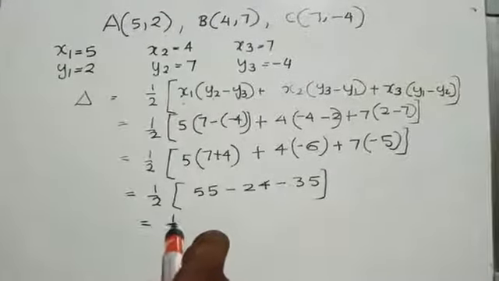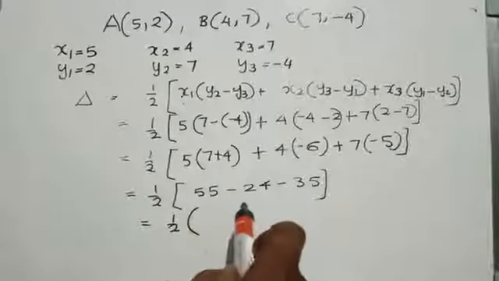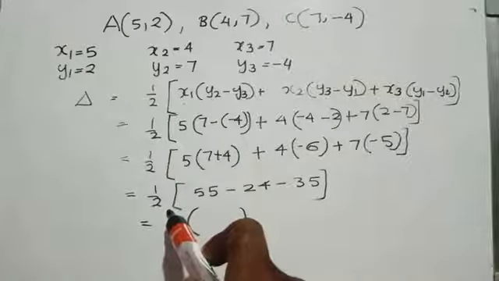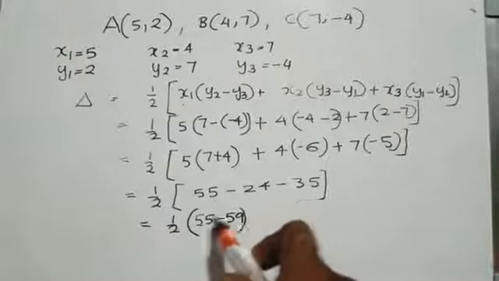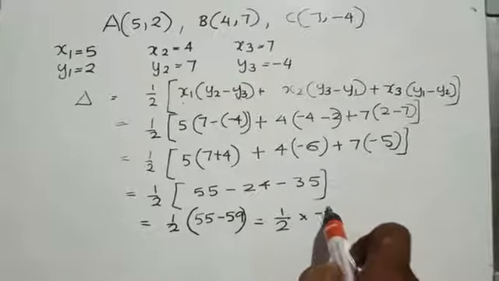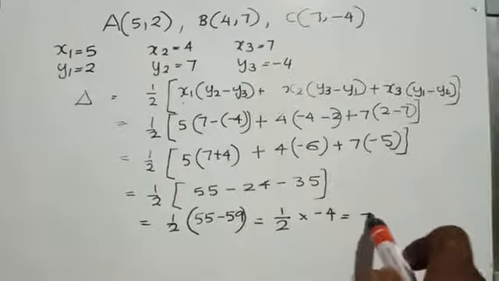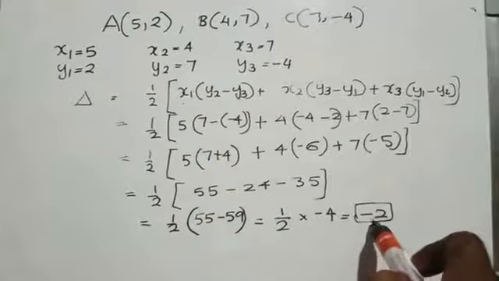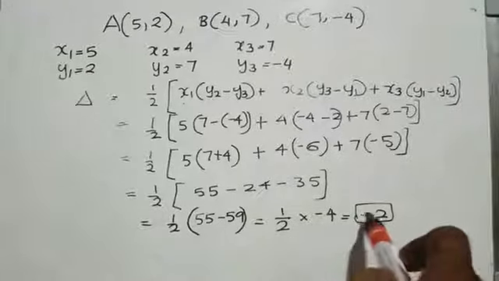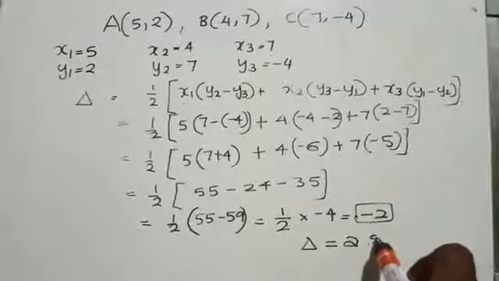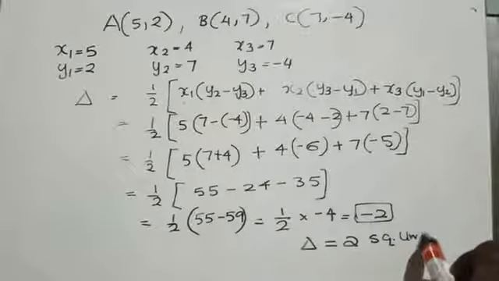Which is half into 55 minus 24 minus 35. What will be the answer? Which is 55 minus 59, that is half into negative 4. Half of minus 4 is minus 2. We got area as minus 2, and we know that area is a quantity which never be negative. So take the numerical value of minus 2. So area is 2 square units.